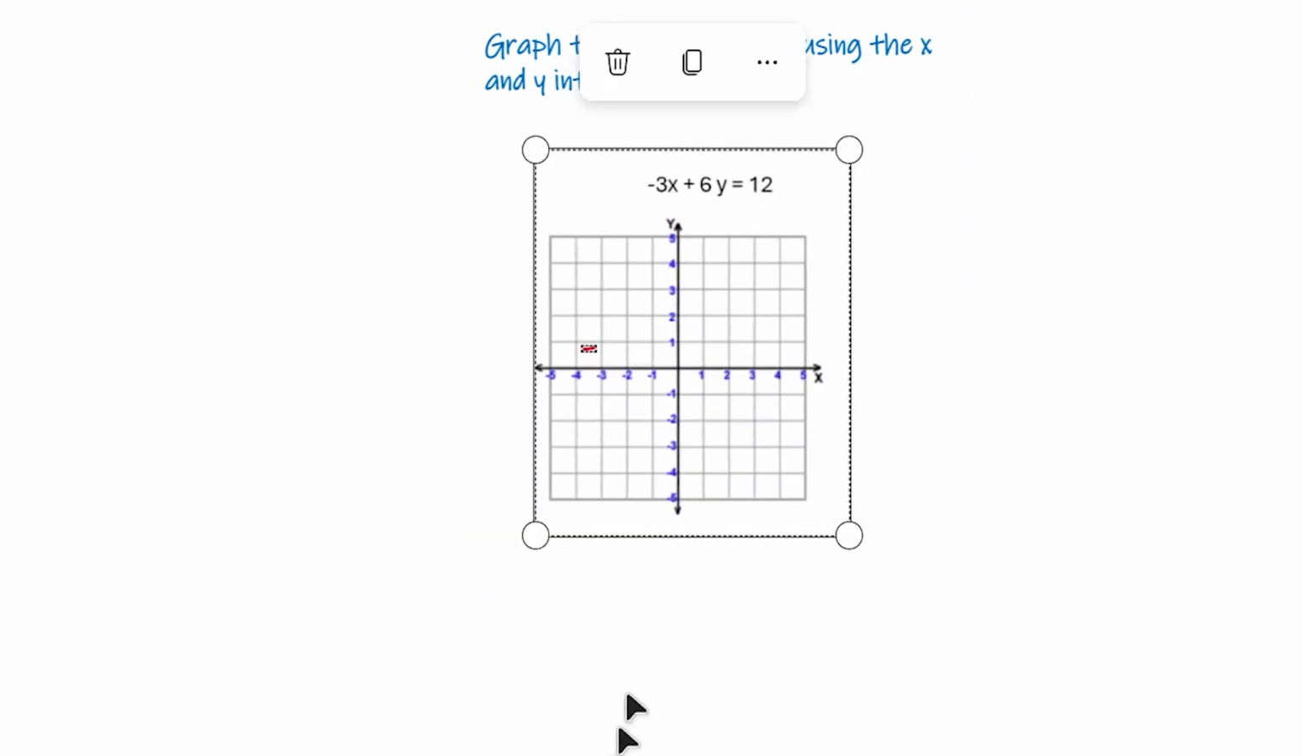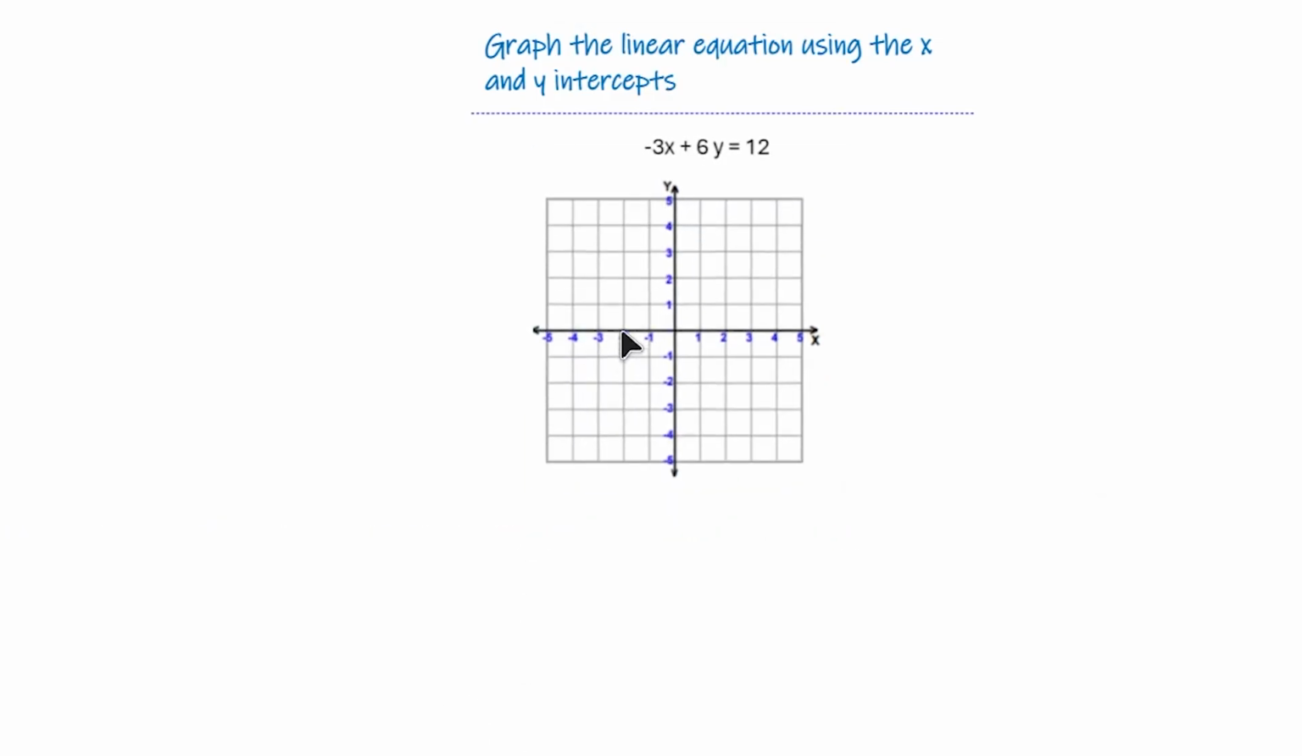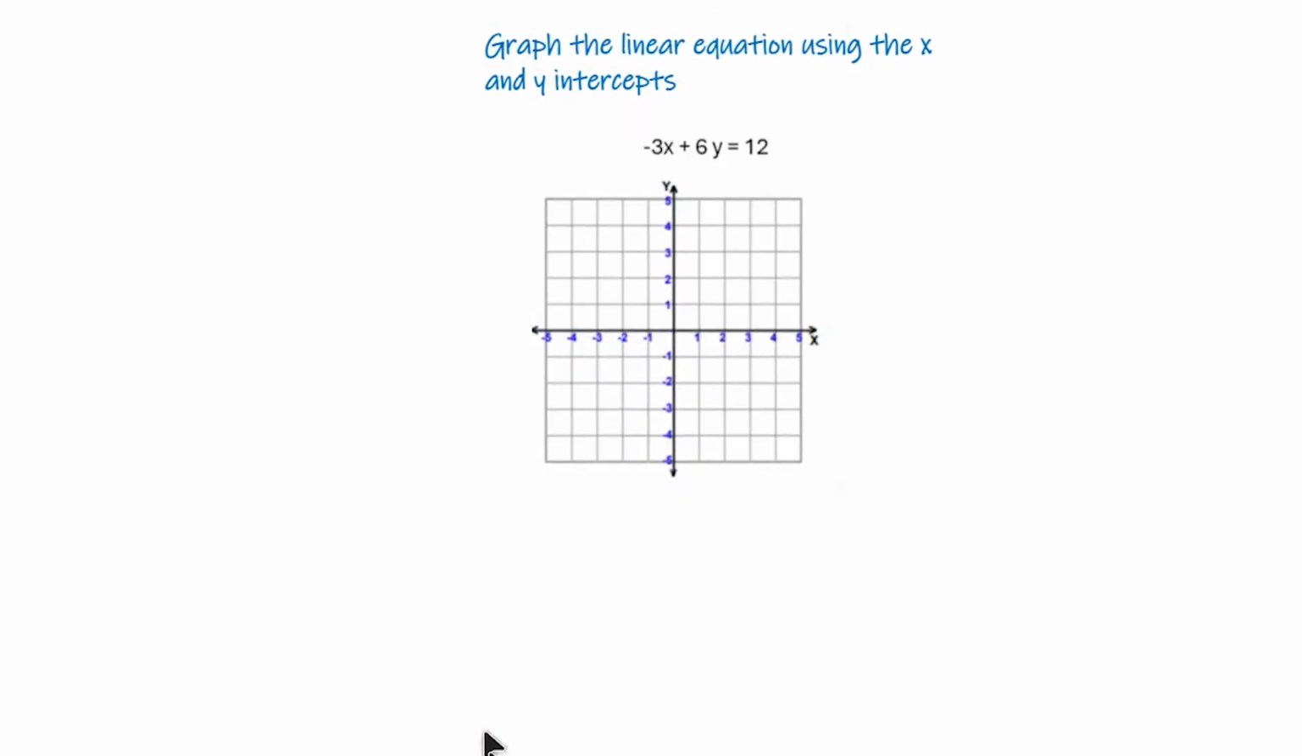Okay, it's the same thing, by the way. Now, we're gonna do one more time. We're gonna start by finding either the x or the y-intercept. And I like to always start by finding the x-intercept.